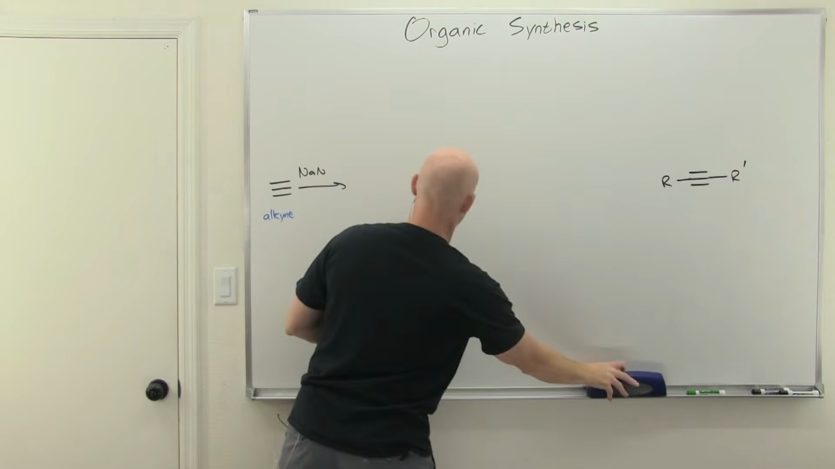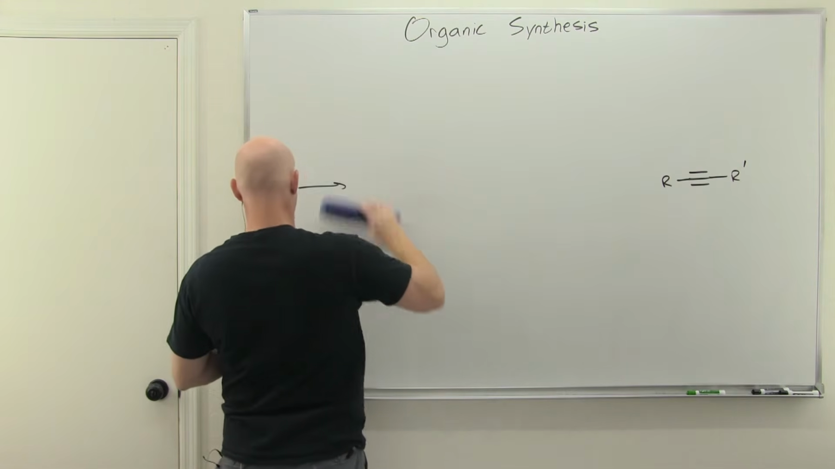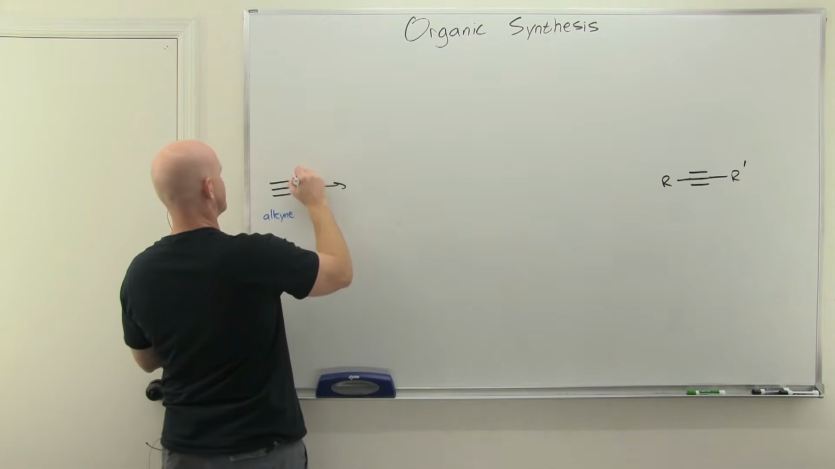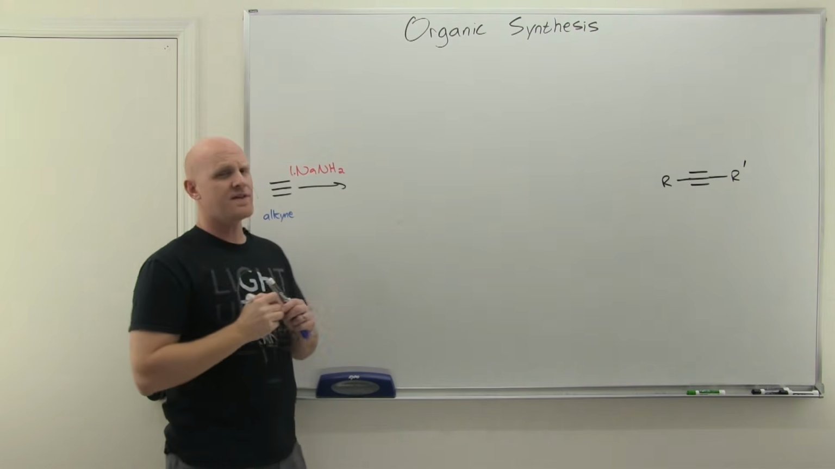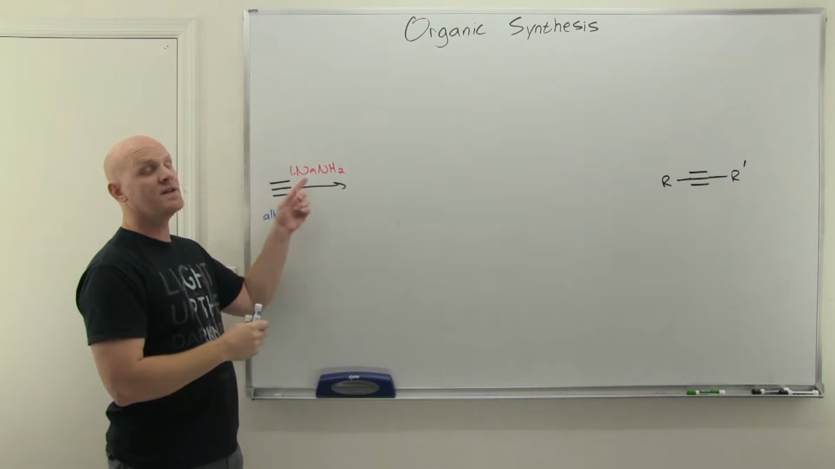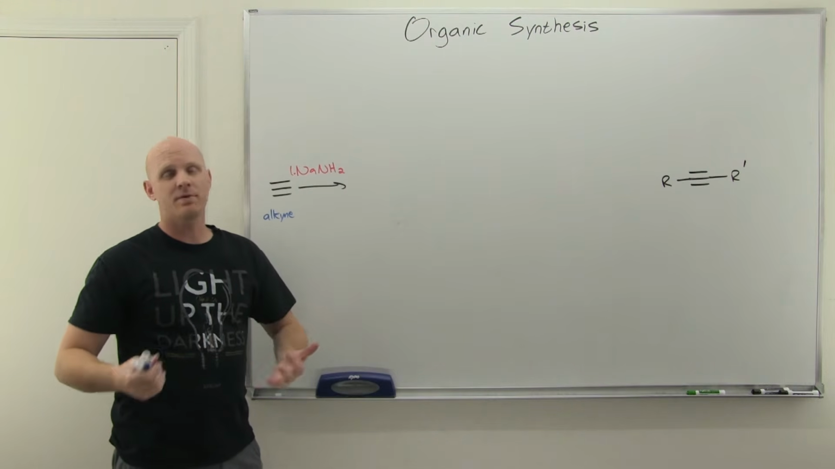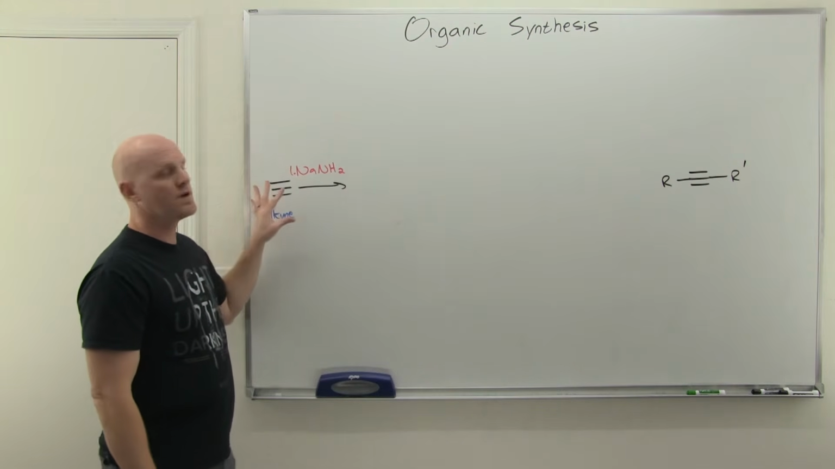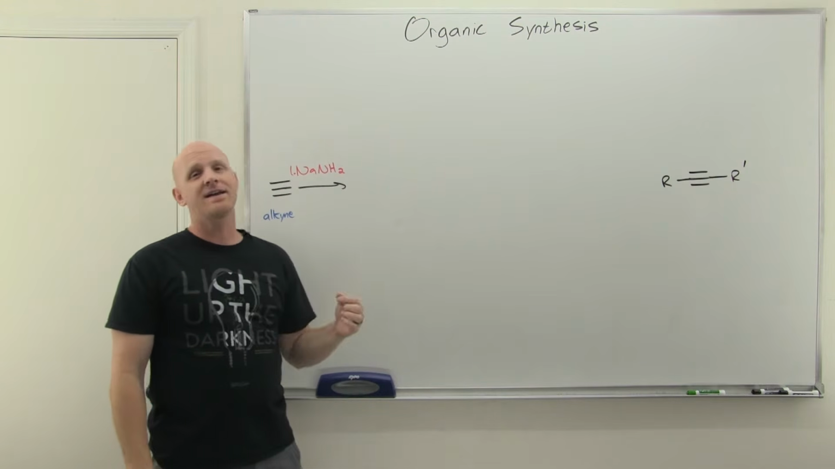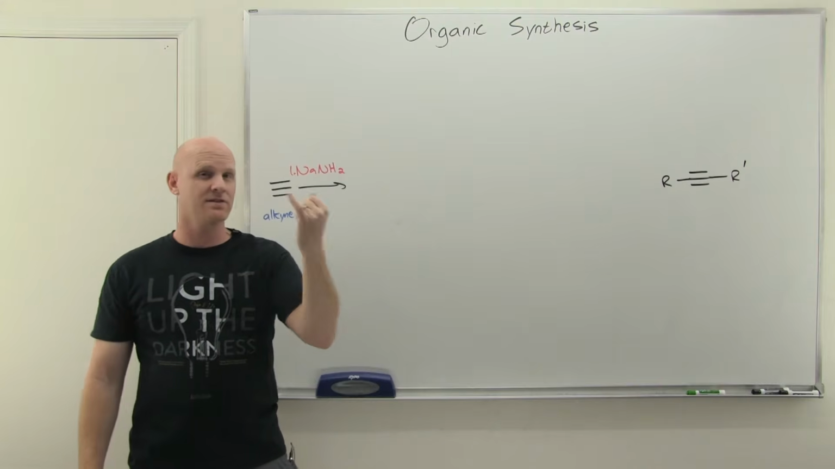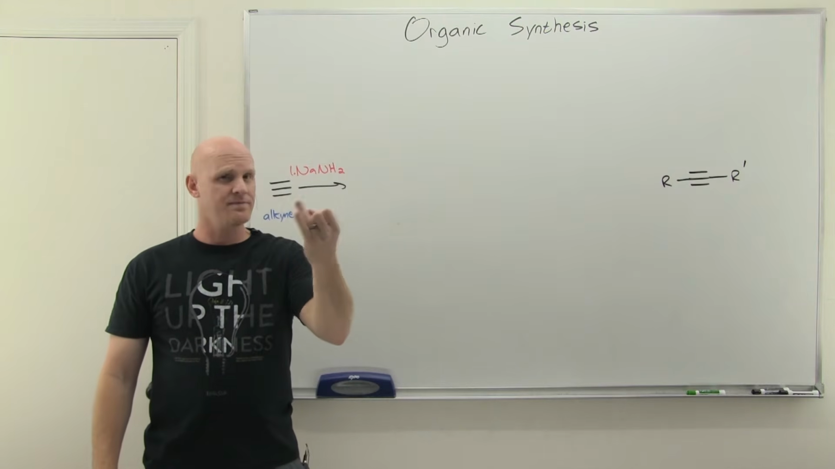Oh, let's do this in red. My bad. Let's keep this consistent. So we're going to use NaNH2, and that's going to form our acetylide. Again, you can only form it on one side at a time. You can't deprotonate both sides at the same time. So we'll deprotonate one of these sides, and we'll form acetylide on one side. And those acetylide ions can attack either alkyl halides, SN2, or a ketone or aldehyde.